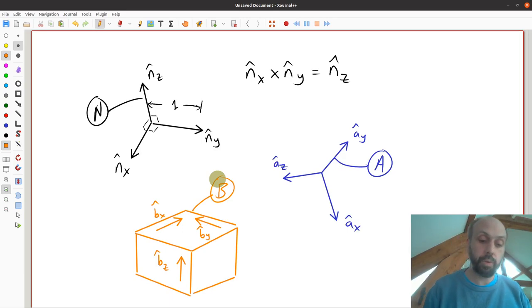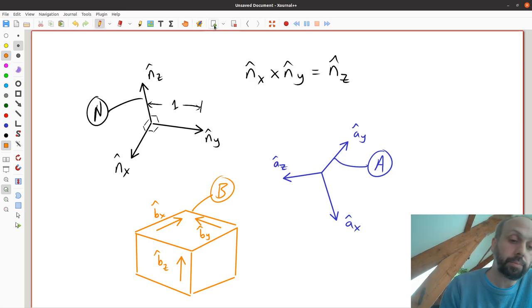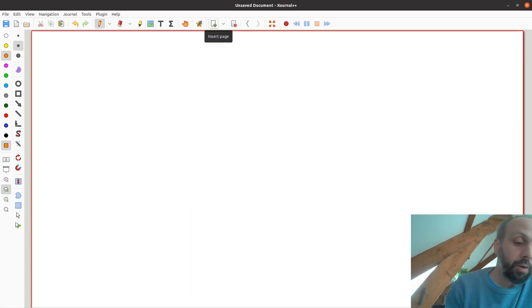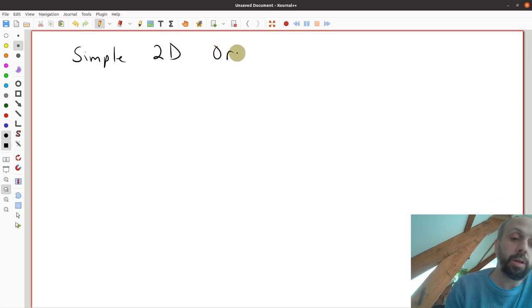Okay, so we have two reference frames here, A and B, that are potentially oriented relative to each other in a different way. Now, let's talk about some simple 2D orientation differences between two different reference frames.